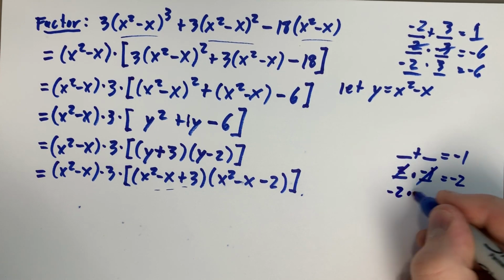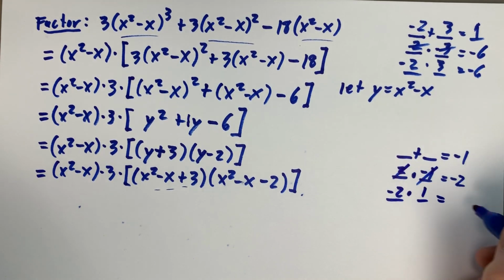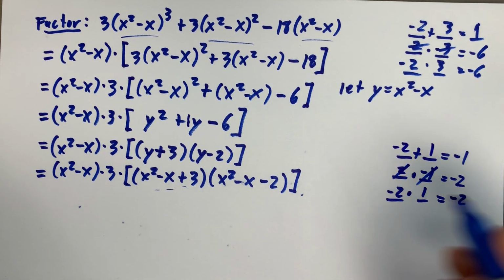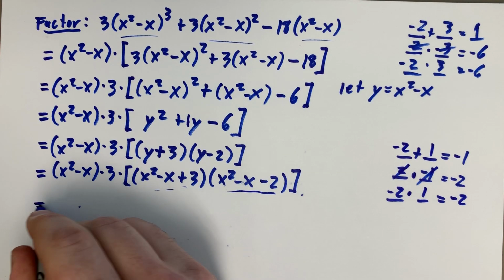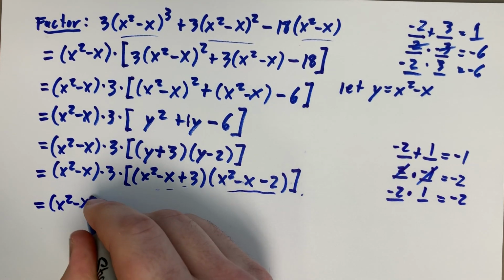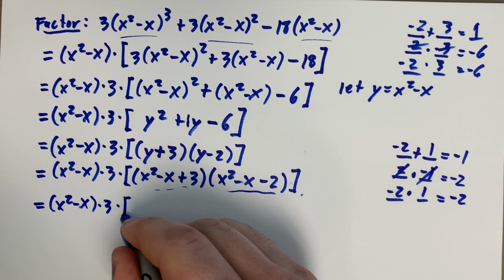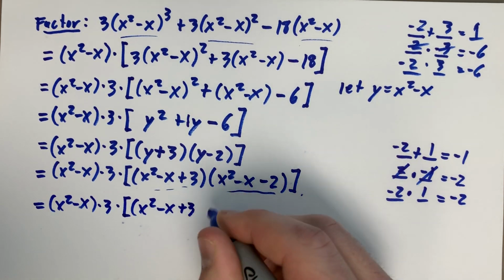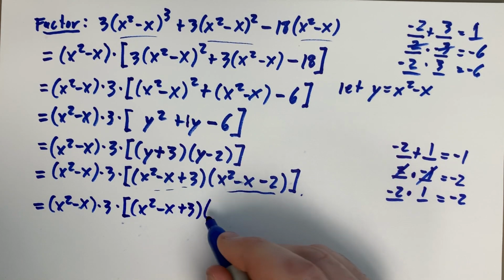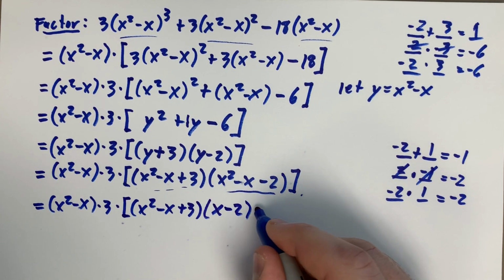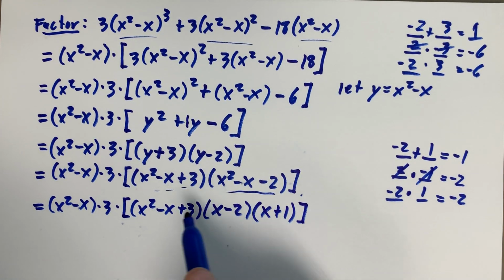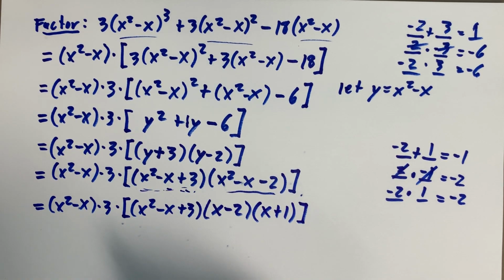Let's try minus 2 and 1. That gives us minus 2, but when I add them, it also gives me minus 1. So I can actually factor this guy. This factors further. Carry along all the stuff that I'm not working with actively: x squared minus x plus 3. And now I can factor this thing. This gives us x minus 2 times x plus 1. Close that off. As I mentioned before, this will not factor any further.